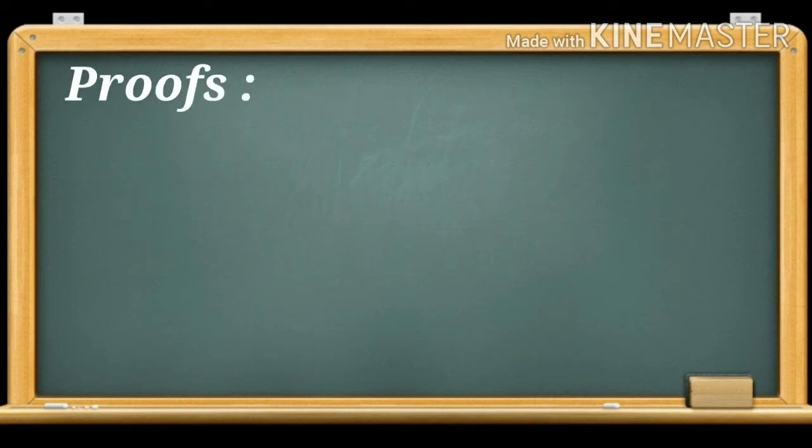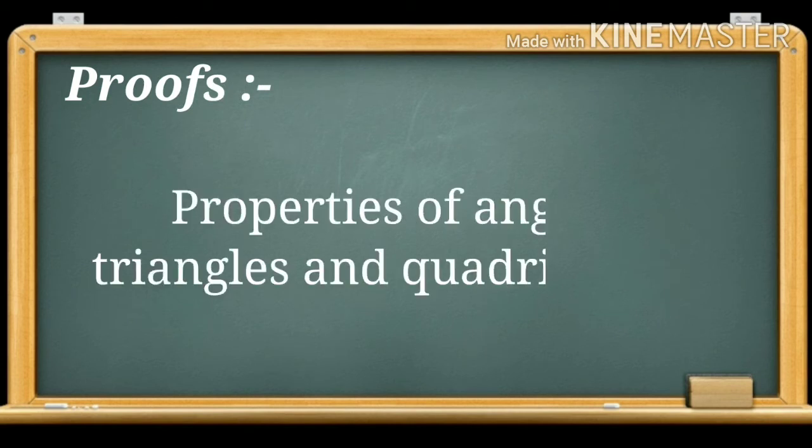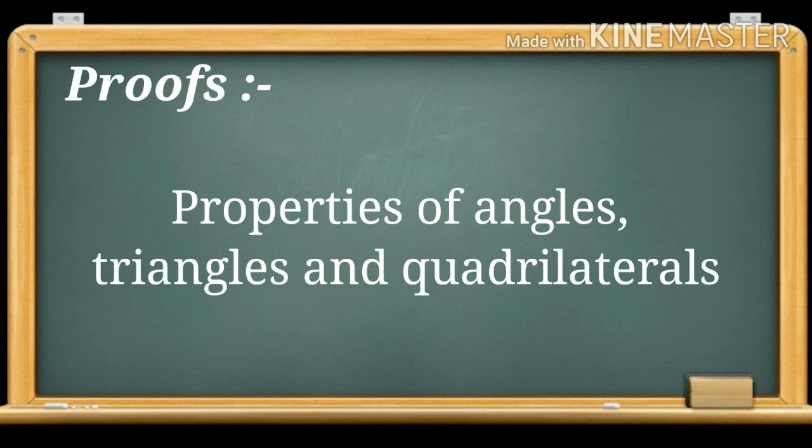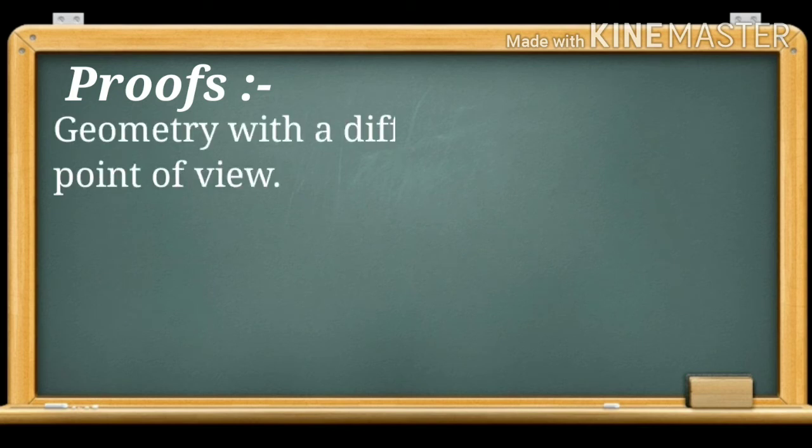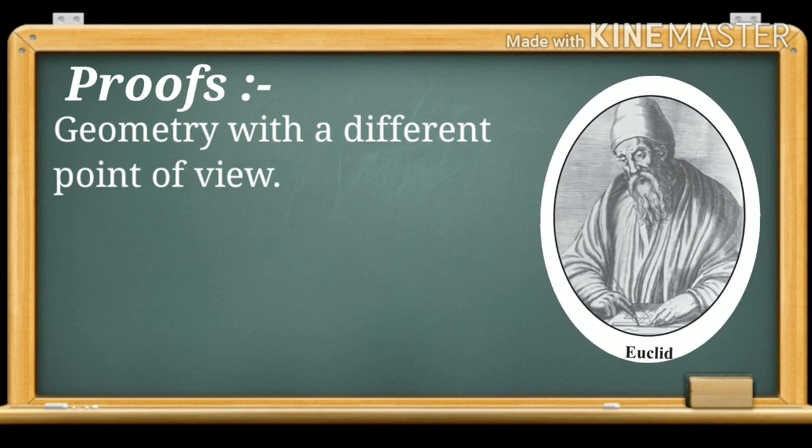Now we will study proofs. We have studied many properties of angles, triangles and quadrilaterals through activities. In this standard, we are going to look at the subject of geometry from a different point of view, which was originated by the Greek mathematician Euclid.